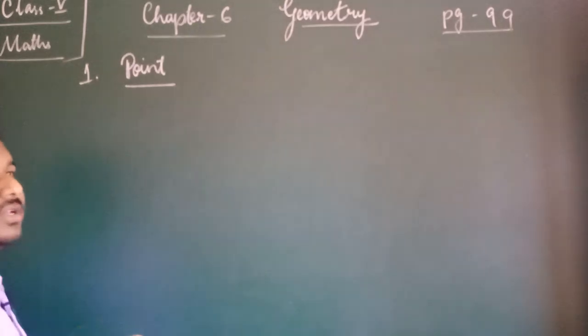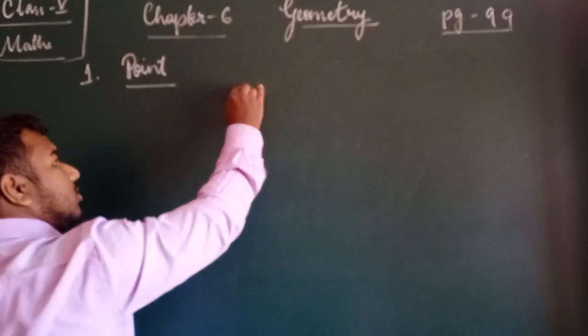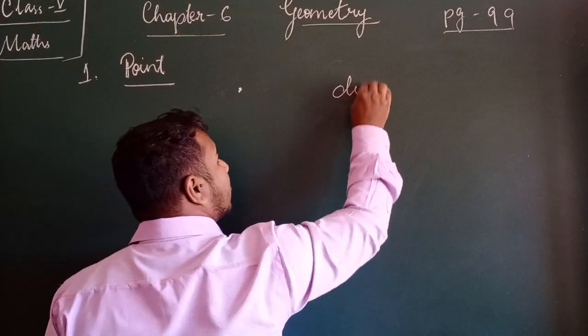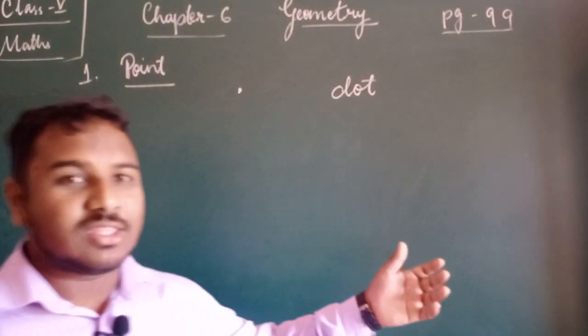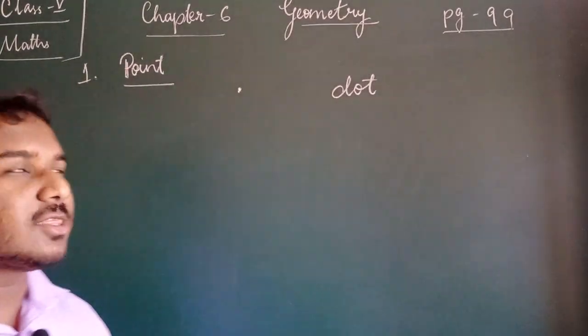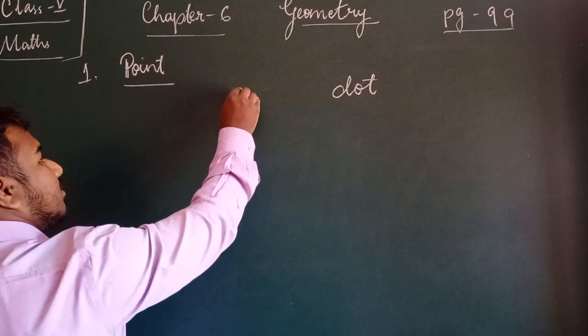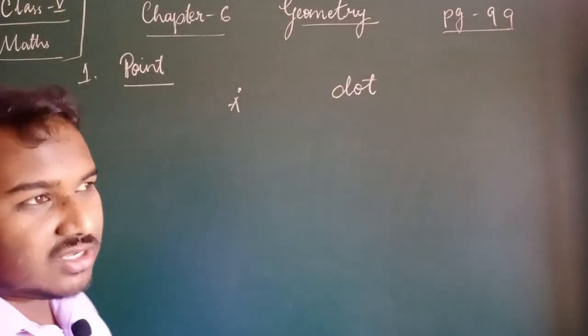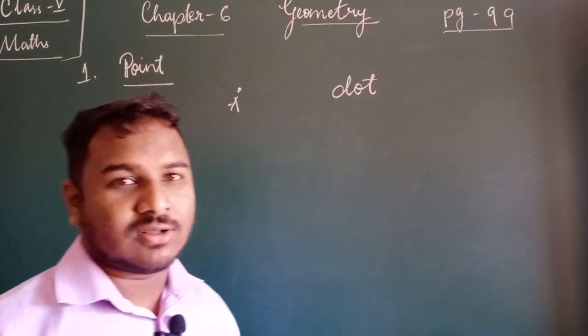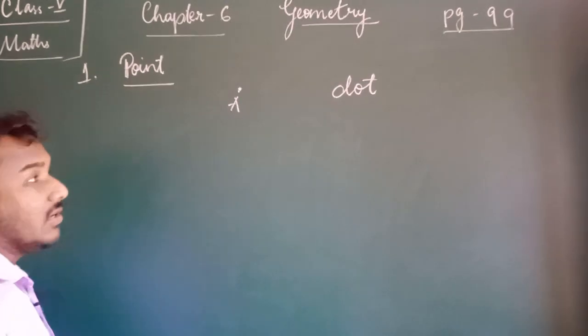What is a point? A point is a dot. A point has no length, no breadth, nothing. A point is just a dot. And here we will give it some name, means some letter A, B, C, D, E, like that. So this is a point, okay?